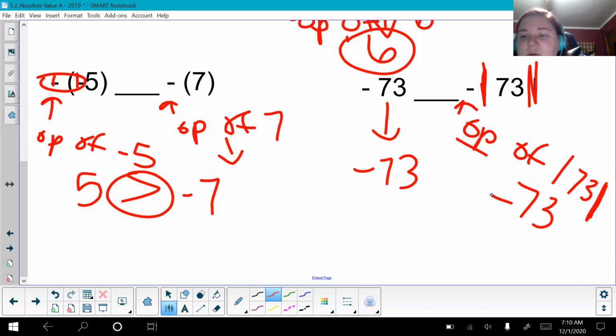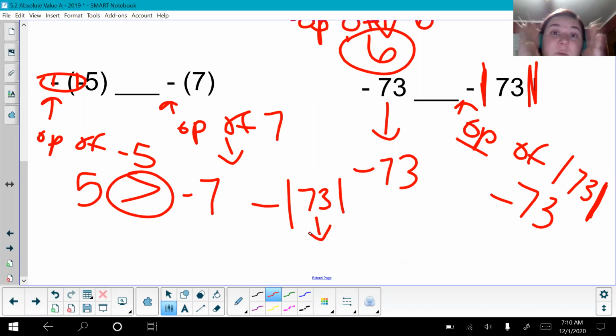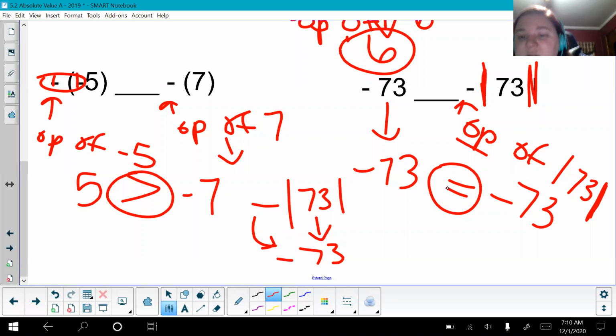So what's the opposite of this? -73, right? So it's basically saying, let me write it again. Find the answer of this, right? Do what's inside the grouping symbols first. So that's 73. And then just tag the negative along. So the answer here, final answer, is that these are equal.